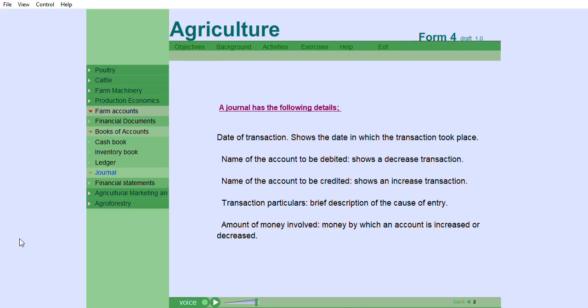Name of the account to be debited shows a decreased transaction. Name of the account to be credited shows an increased transaction. Transaction particulars, brief description of the cause of entry. Amount of money involved, money by which an account is increased or decreased.